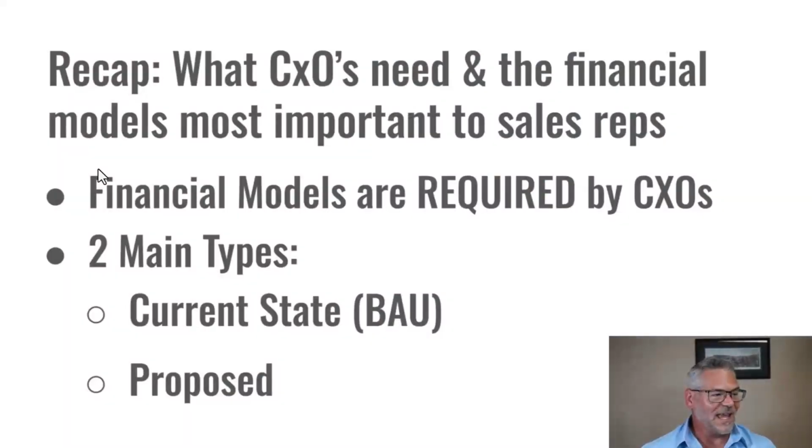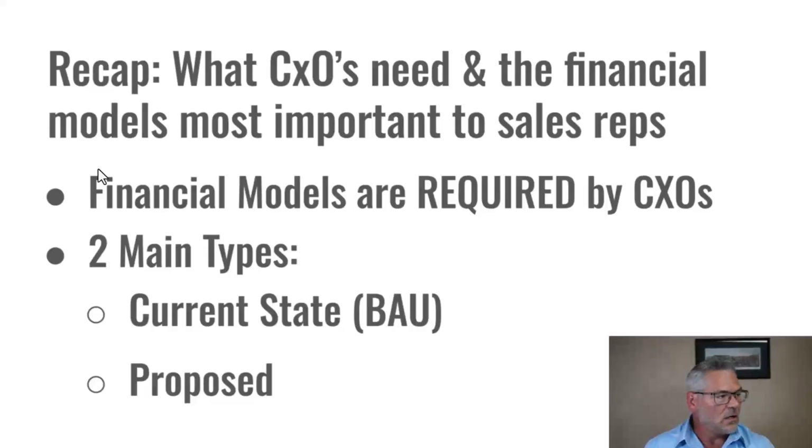So let me recap what we covered today. What do your CxOs need and want in these financial models? And what are the types that you need to be able to build or help them build? The two main types are the current state, business as usual financial model, and the proposed. If you don't build these or help your customer build them, they are building them themselves. The consequence is you have no visibility into it, and you don't know how what you're proposing is going to look compared against that. So that's the importance of having these, and they're equally important.